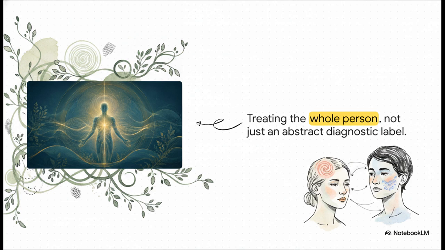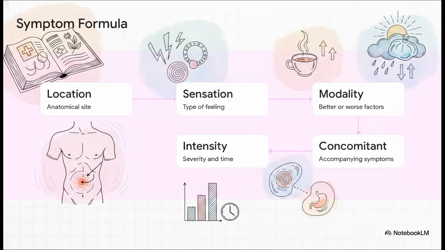Individualization ensures the practitioner is treating the whole person as a unique organism, not just looking at some abstract diagnostic label. So how does that work in clinical practice? Well, this totality is built up systematically. Instead of just accepting a vague complaint like, oh, I have abdominal pain, a homeopath actually constructs a symptom using a precise 5-part formula.